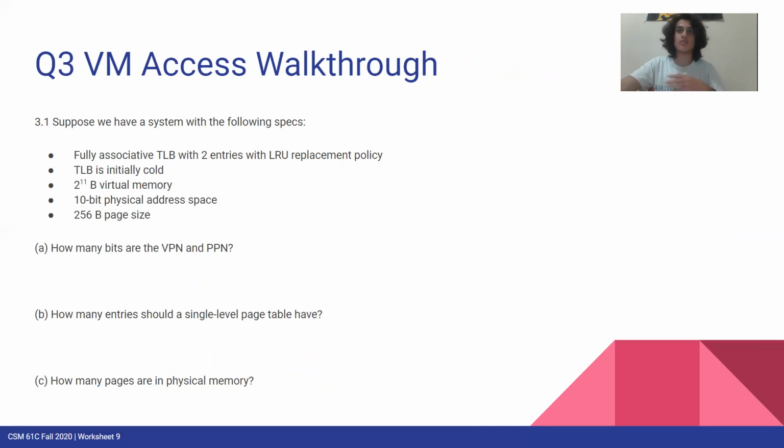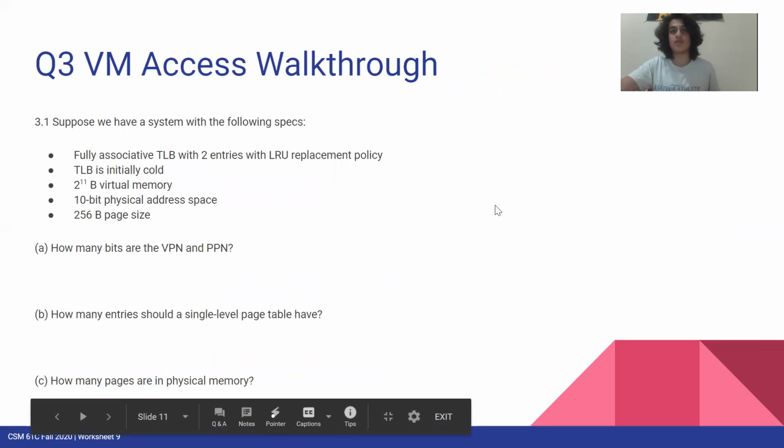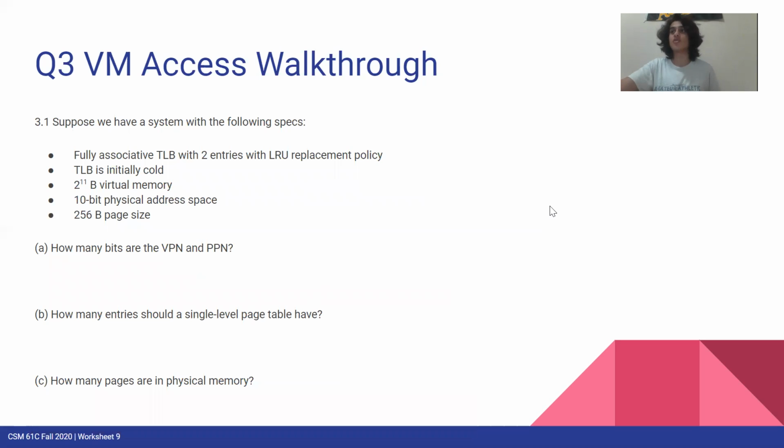So now we're given these assumptions. Again, we have a fully associative TLB, and that's usually what a TLB will be. It's designed to be fully associative, so it wouldn't make much sense if they give you a question without it being fully associative, because that's what's designed on computers. Anyways, we have a fully associative TLB with 2 entries with LRU replacement policy. It's initially cold, so we're not going to encounter any hits on the first accesses. We have 2 to the 11 bytes of virtual memory, a 10-bit physical address space, and a 256 byte page size.